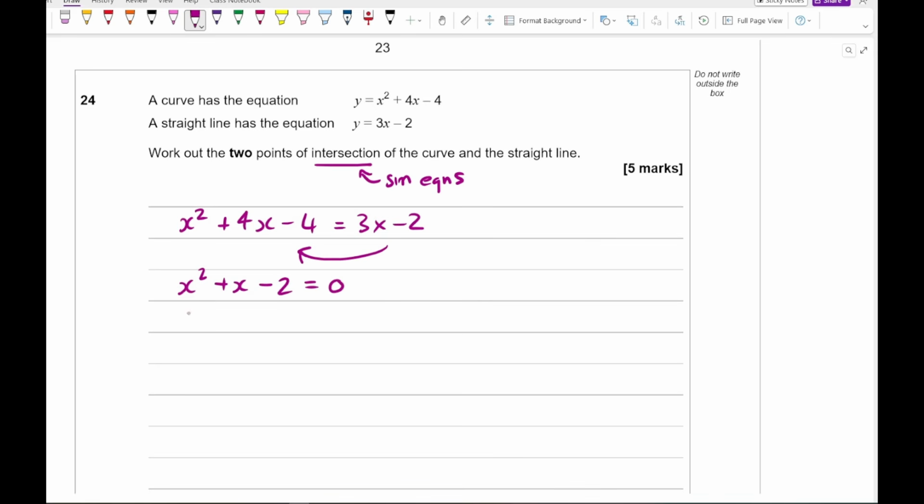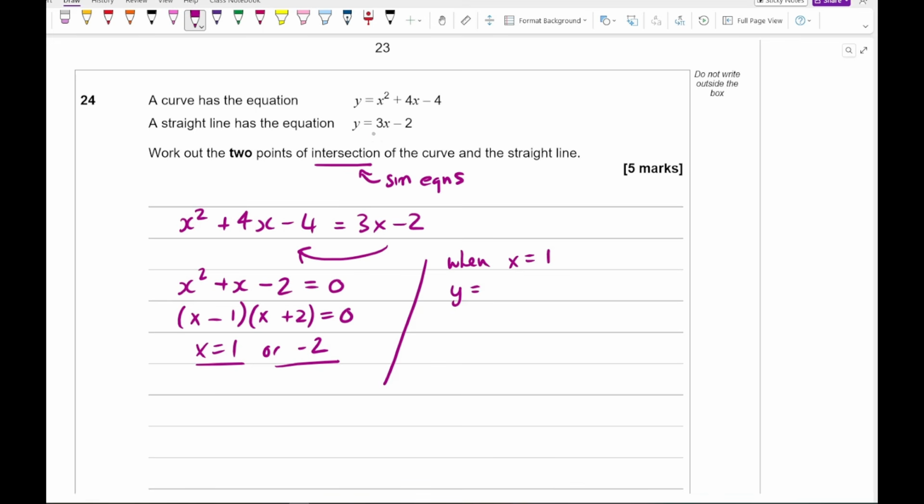Now from this we can solve for x, in which I'm going to use factorization because it factorizes. So I get x minus 1, x plus 2 equals 0. So x equals 1 or minus 2. Now using those values, I can work out what the respective y values are going to be. So when x equals 1, y is going to equal, if I use this equation here, 3 lots of 1 minus 2. So y is going to equal 1.